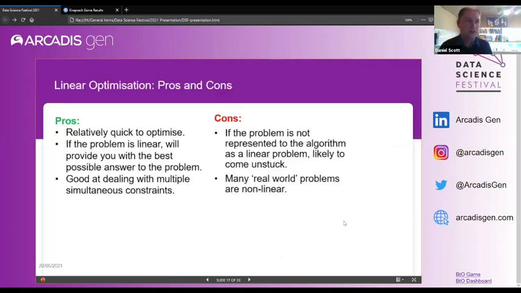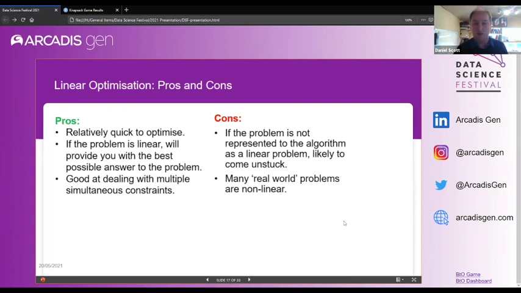So, pros and cons of linear optimization. They are still relatively quick to optimize, and that's a real big advantage. They are fast, and if the problem is linear, then they are pretty much guaranteed to always find you the best possible answer to that problem. And they are really, really good at dealing with multiple simultaneous constraints. I could put 1,000 different constraints on that problem, and it would still find me the best possible answer, and that makes them very, very powerful from that perspective.